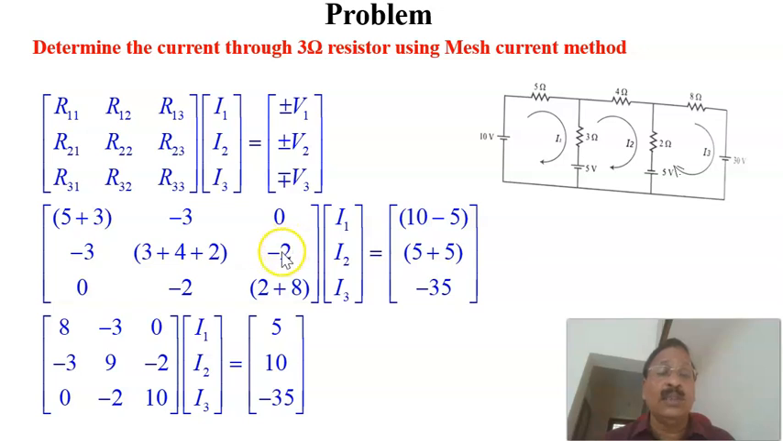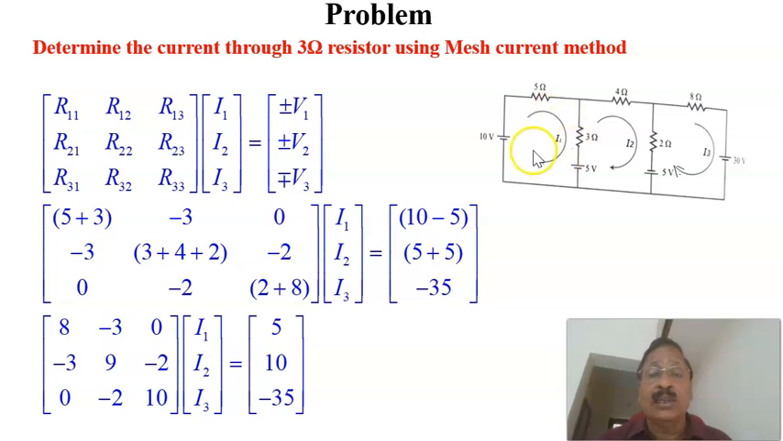Then next we have to find R23, that is common to the second and third mesh. That is this element, which is 2 ohms, so it is equal to minus 2 ohm. Same here, R32 is also minus 2 ohm. Like that, the resistance matrix is prepared. After that, this multiplies the current column matrix I1, I2, I3, that is mesh current I1, I2, and I3, and it is equal to the voltage vector, whose first entry is the total voltage in the first loop.